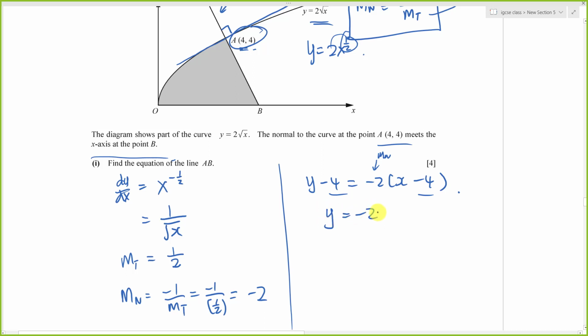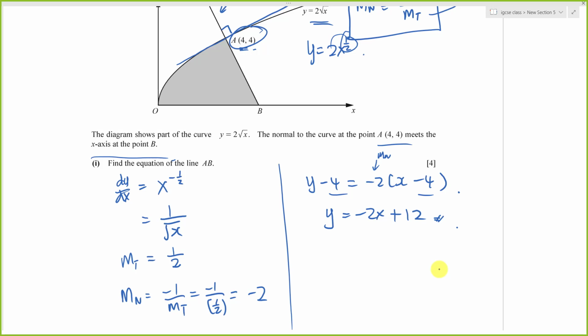Then I get y equals negative 2x plus 8 plus 4, which is plus 12. I just do everything together, then I get the 4 marks easily. As long as you understand the meaning of normal, you can always get this one easily.